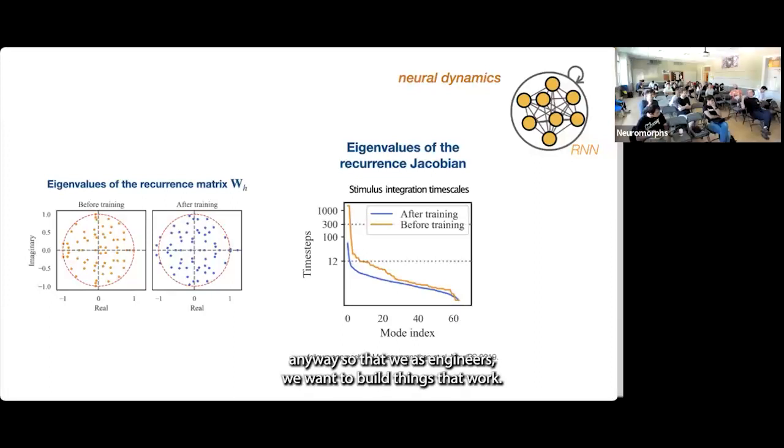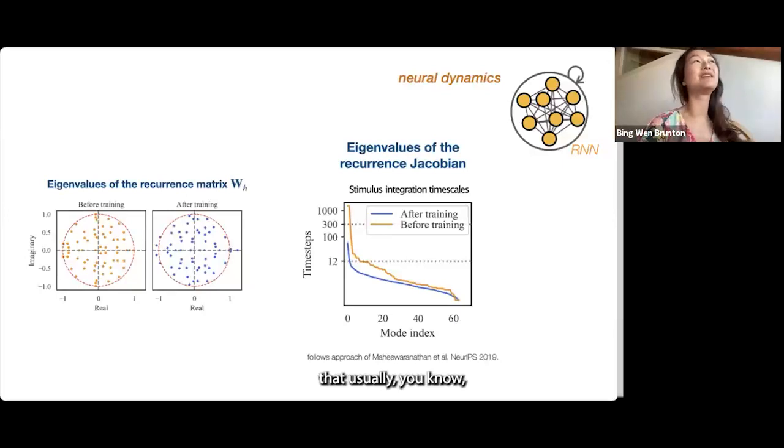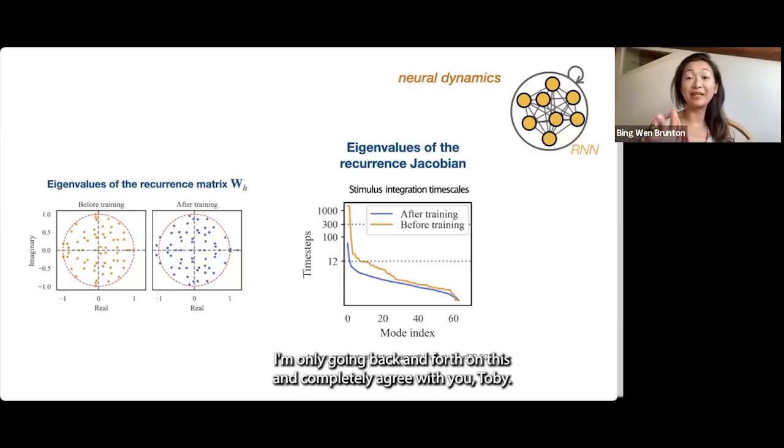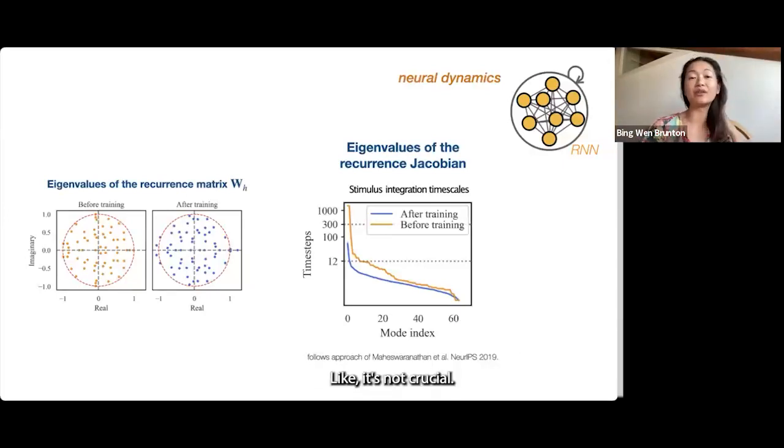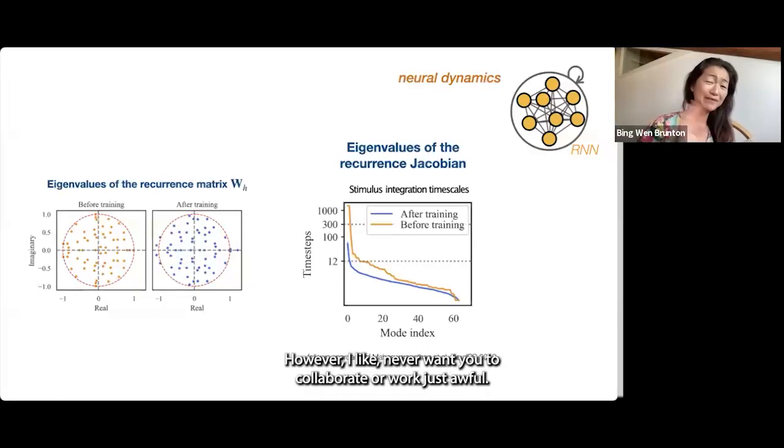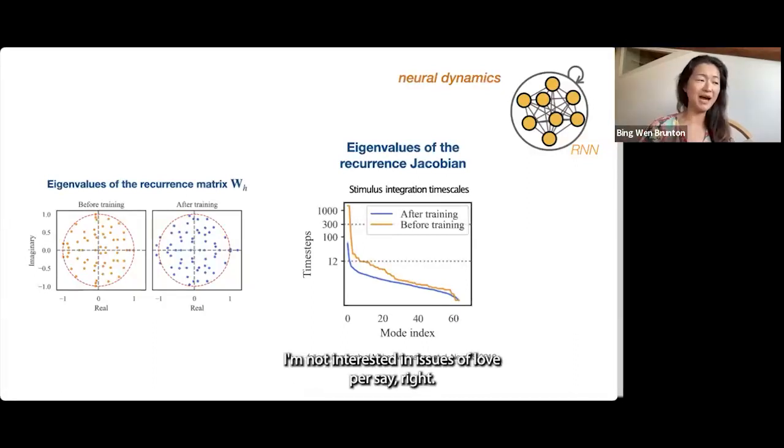Anyway, as engineers, we want to build things that work. What does it matter exactly what biology does? I'm totally going back and forth on this. I completely agree with you, Toby, it's not crucial. There's a part of me that really wants to understand how biology works, because that is what biology does. However, if I work with collaborators who work on Drosophila, I'm not interested in Drosophila per se, right? I'm interested in strategies, algorithms, and principles.